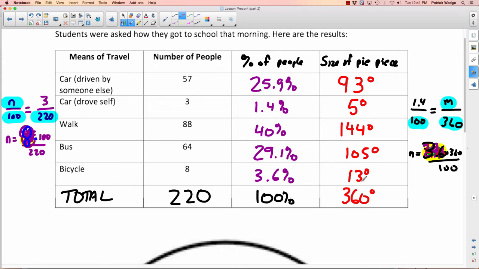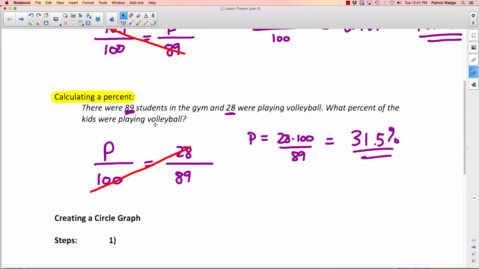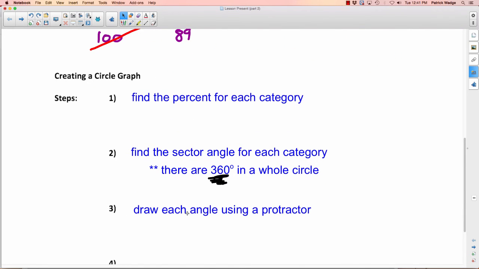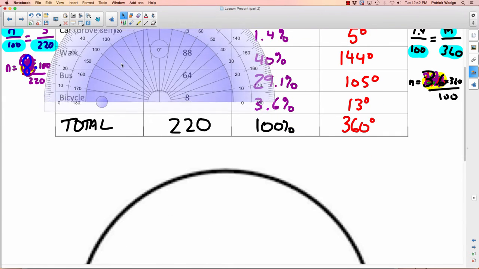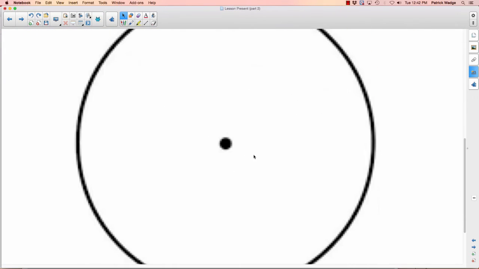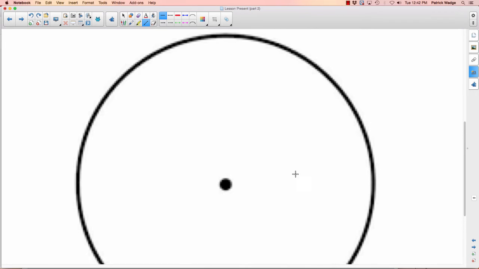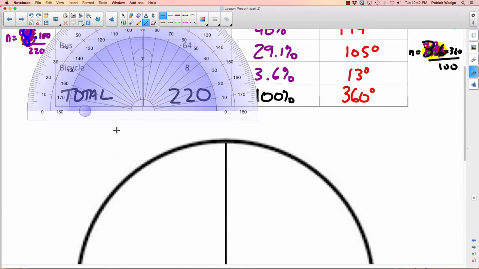Okay, it is time to do step number 3. You can probably guess what that is. Once we know the size of the sector angles, we need to draw each angle. You're going to use a protractor. How am I going to show this to you? I'm going to pull out my protractor. Here it is. So the first thing you want to do, you want to have the center of the circle marked. I'm sorry it's so big here. And you want to draw a line from the center to anywhere you want. Now, oftentimes they will draw the first piece in a pie graph straight up. So what the heck, I'll draw it straight up.